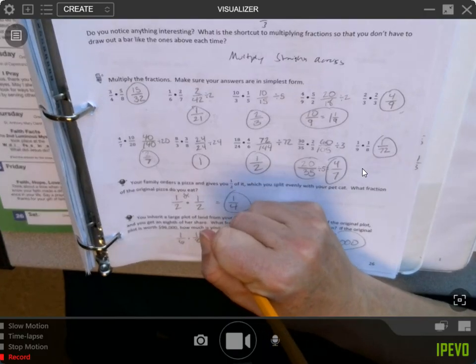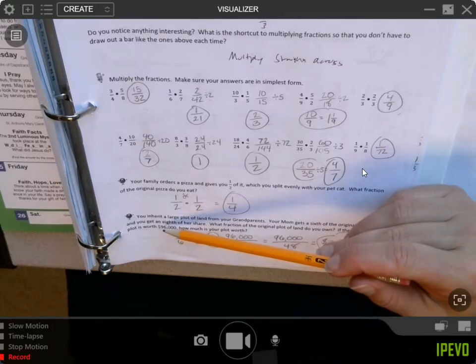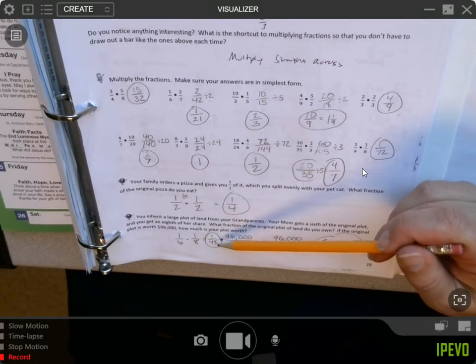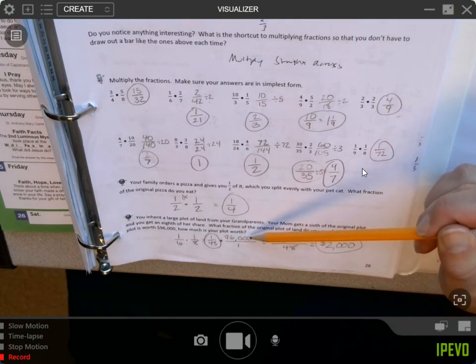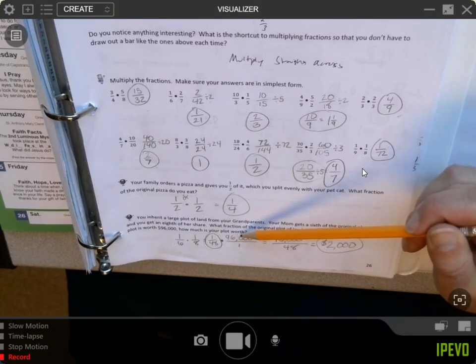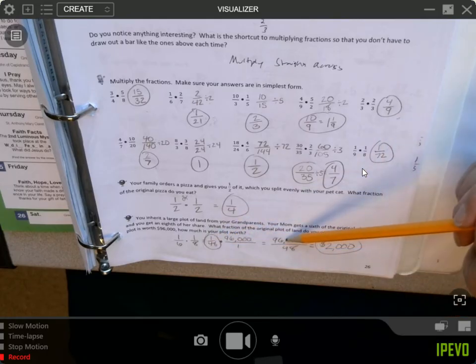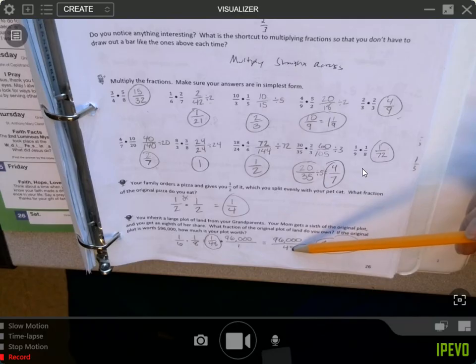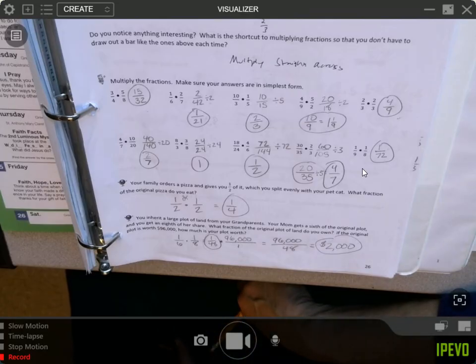That would be 1/48. And then that original plot is $96,000. How much is your 1/48? Well, that's 1/48 of $96,000. So when we multiply by a whole number, we put it over a 1. Multiply across, so we have $96,000 over 48. 96 divided by 48, because it goes in there evenly, you get $2,000 for your plot of land.